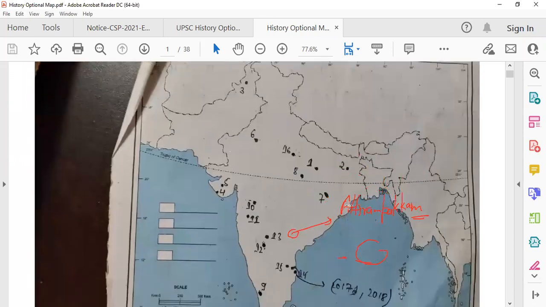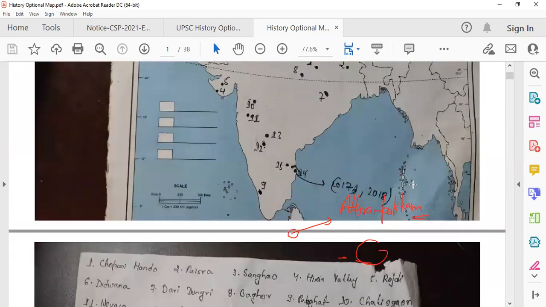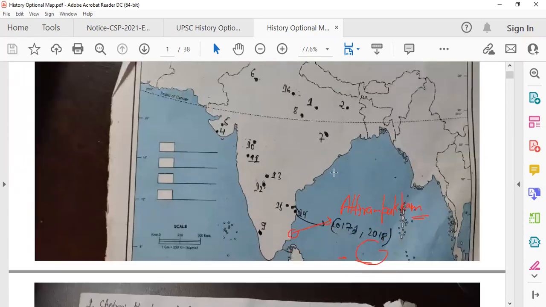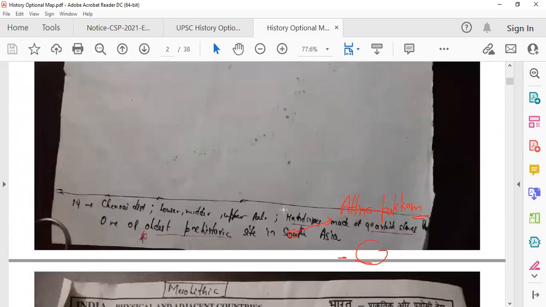Sometimes I've seen people do map practice on the same page where they write the names. Then how can you revise it? Let's say I have to revise it again. It's better if you write it on the back portion. What are the names? Like Chopani Mando, Pesara, 14 you see Attirampakkam. And you can write some descriptions also, because you also have to write some descriptions, right? 20, 30 words. Chennai district, lower, middle, upper Paleolithic, all three phases are found here in Attirampakkam. And one of the oldest prehistoric sites in South Asia.